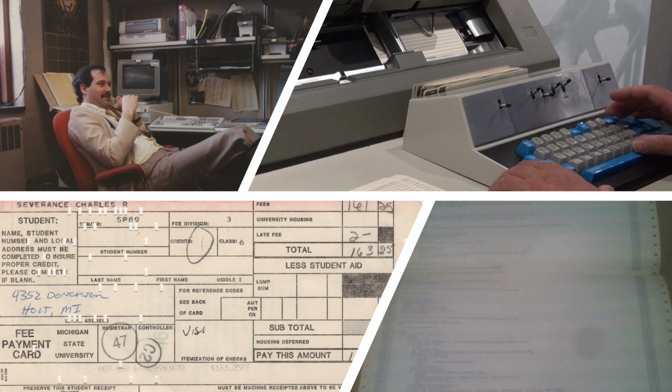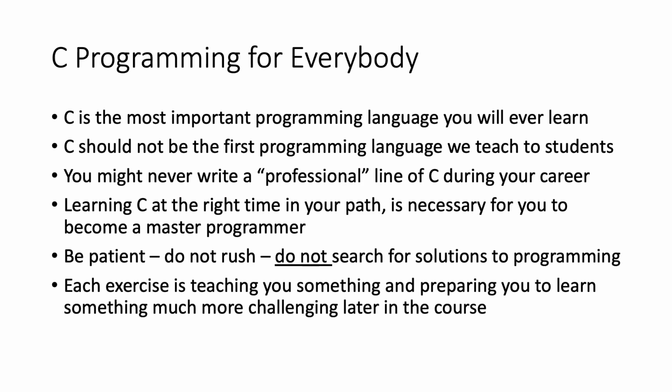And so that's a picture of me in my office. That's an IBM PS/2 in my office. I was registering in 1989. I was registering with punch cards. When I first started, I was using a line printer and punch cards. And so there's my history.